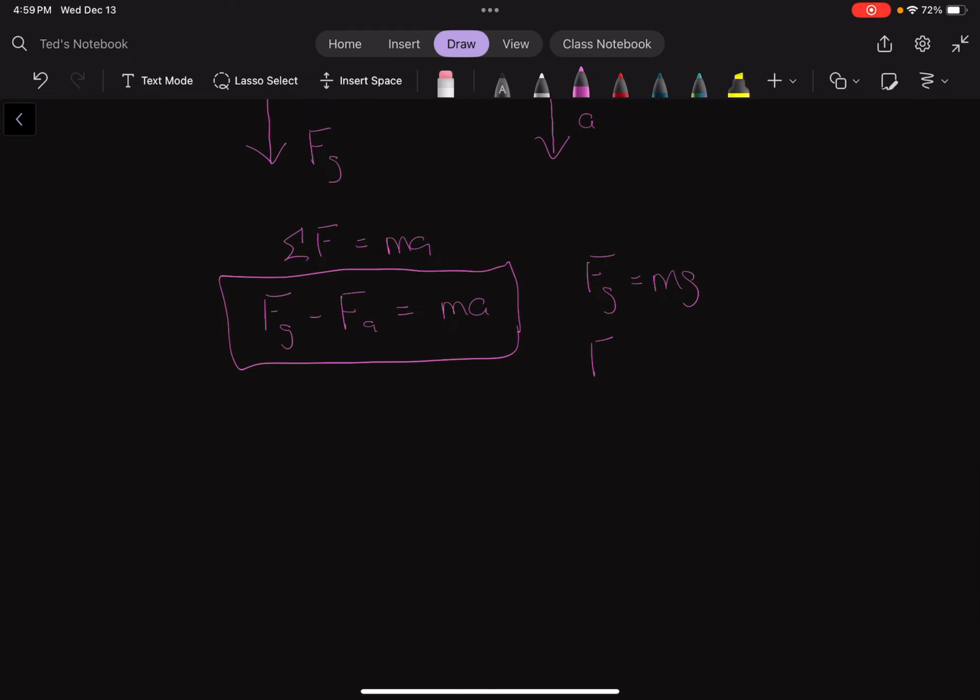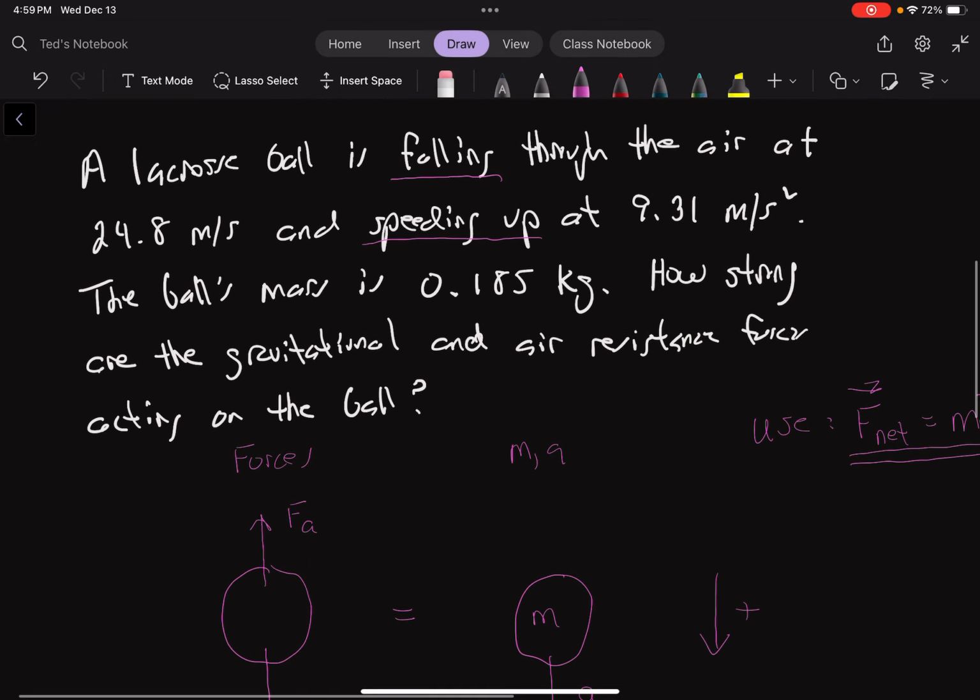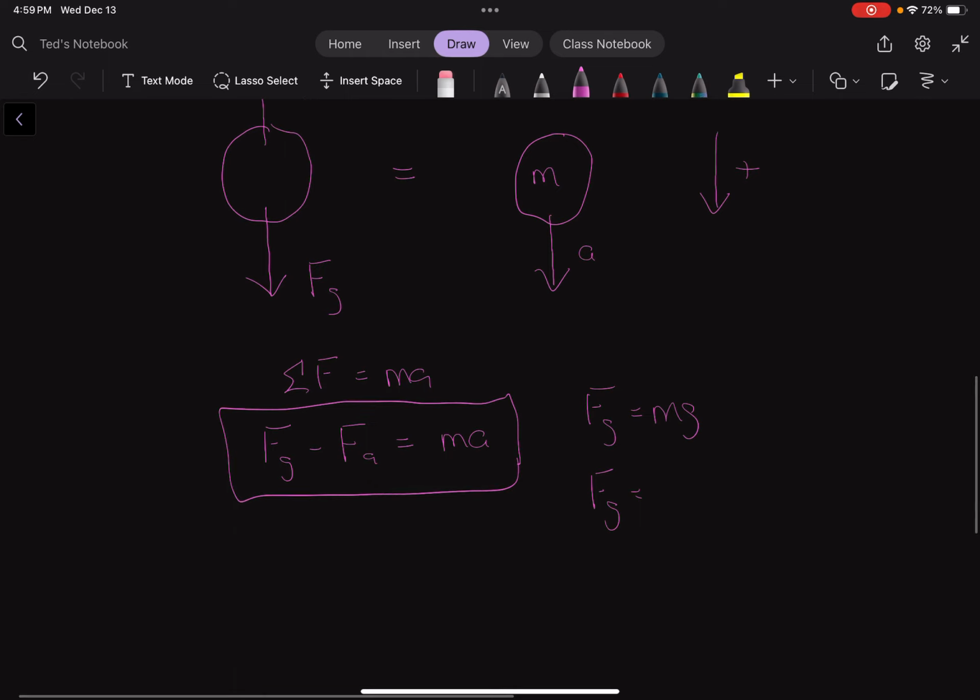So the gravitational force is equal to the mass of the ball, 0.185, times g, 9.81. So the gravitational force is 1.81485 newtons. Now, of course, I need significant digits, but I'm not going to do that yet because I'm not finished with the problem.